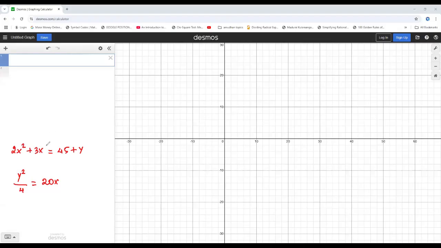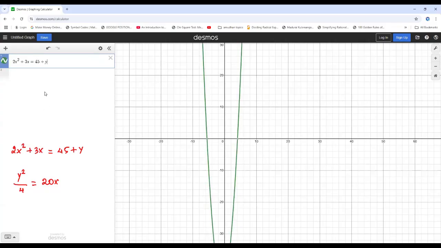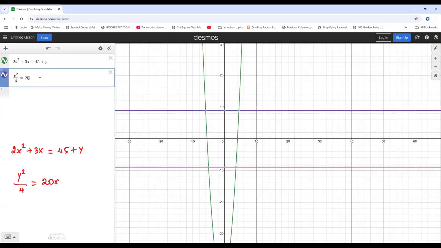Here we have the Desmos graphing calculator. This is the system of equations we have, and now I'm going to give these two equations as input and get the graphs of the two equations over here. Let me give the first equation as input: 2x² + 3x = 45 + y. Now let me give the second equation as input: y²/4 = 20x.